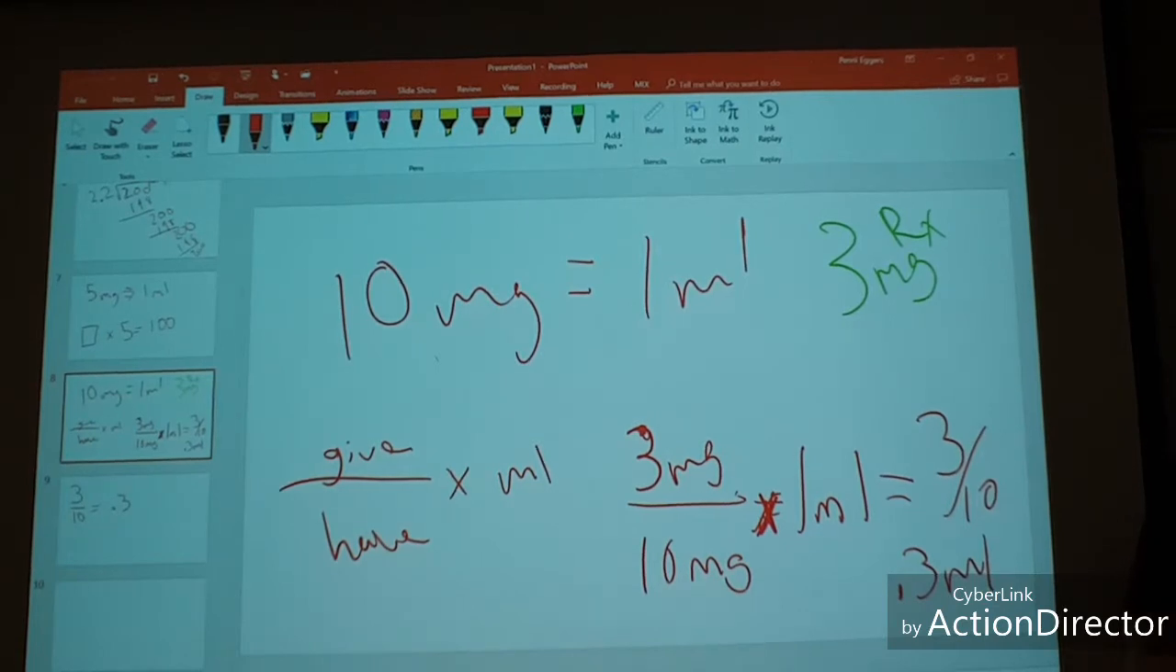You mean 0.3 mLs? 0.3 mLs, thank you. Yes, maybe I lost you. I'll get it. You will get it? I mean, I don't know. If I lost you, man, I'm gonna bring you back in. Yeah.